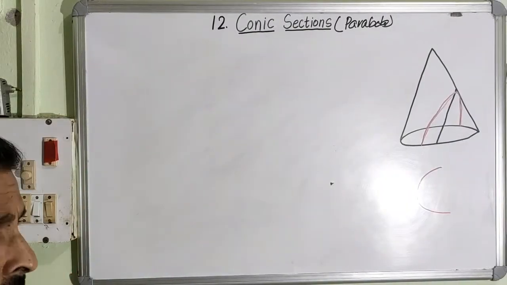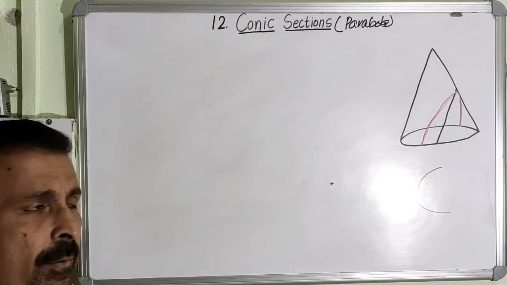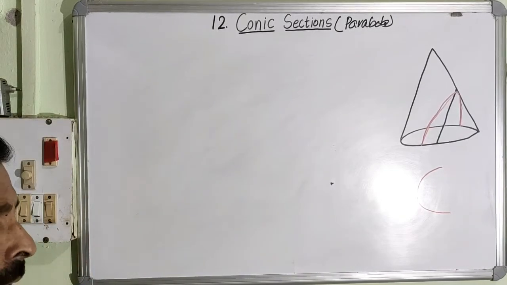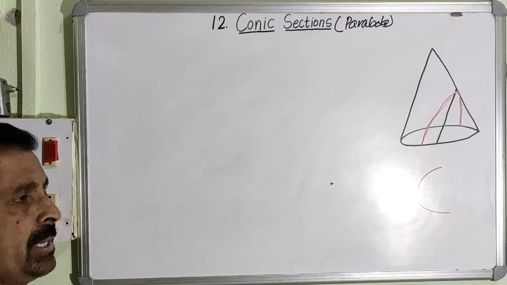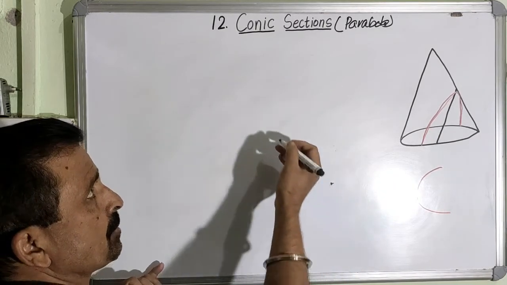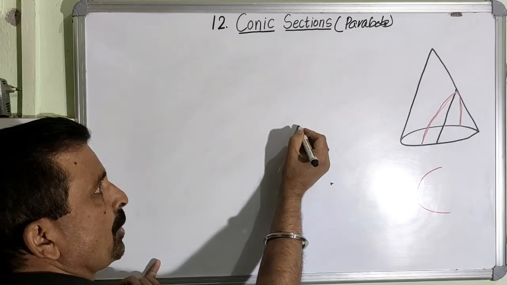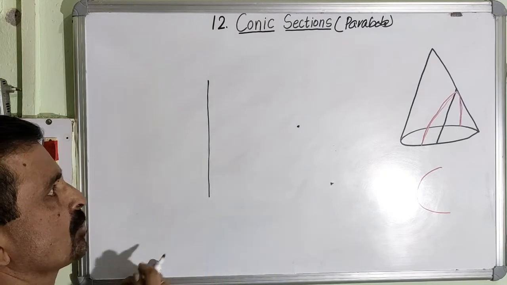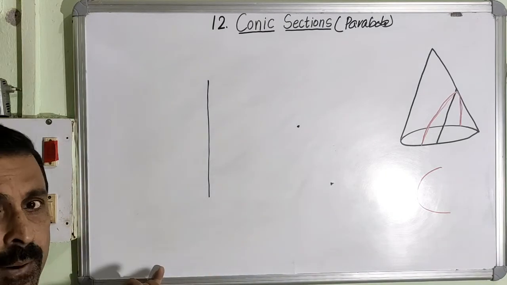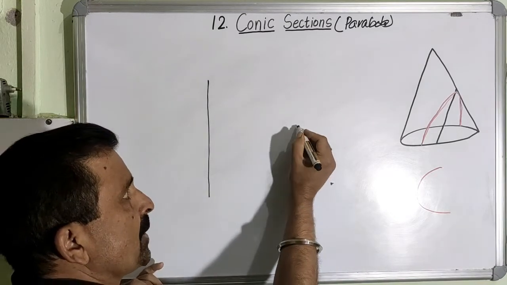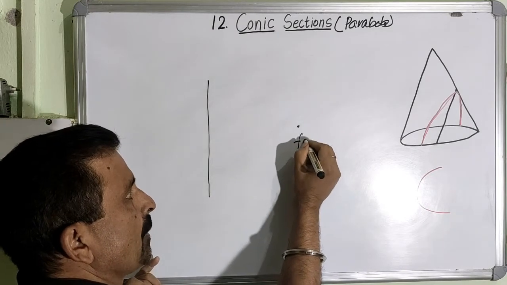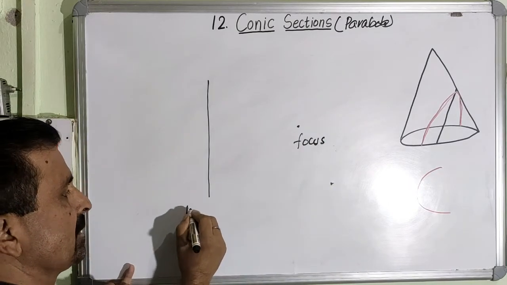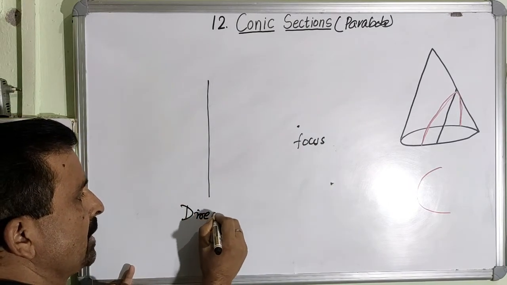Same like circle, for the study of parabola, ellipse or hyperbola, we require some components. To draw this parabola, we require a fixed point and a fixed line. These are the two things that we require for drawing a parabola. Now, the fixed point is named as focus, and this fixed line is named as directrix.